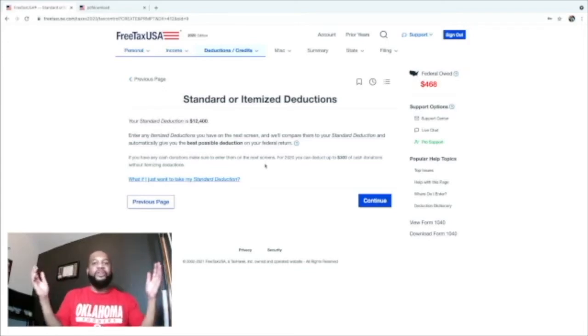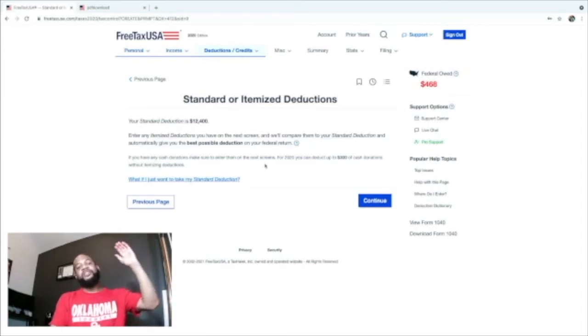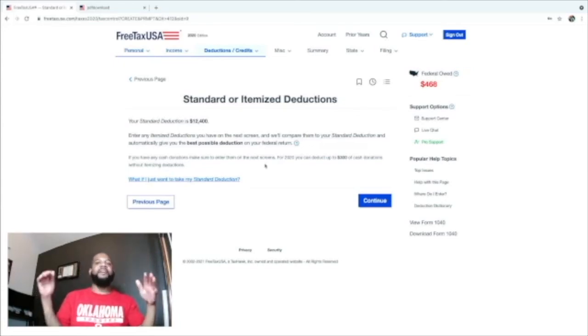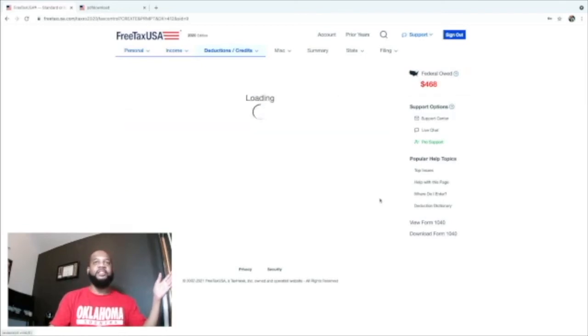But basically, you can only give $500 to charity in a calendar year. Don't think that just because you donated that you should get some cash back. It will not help because it will not go above your standard deduction of $12,400. You would have to itemize over $12,000 worth of expenses, and this is where I'm gonna show you where you can get your itemized expenses from.